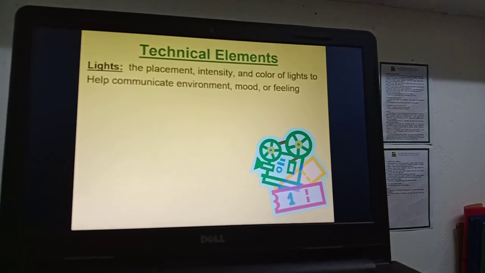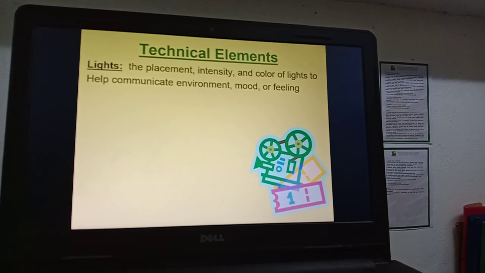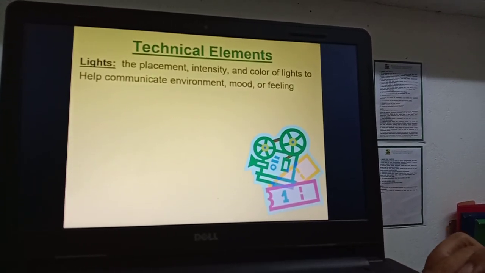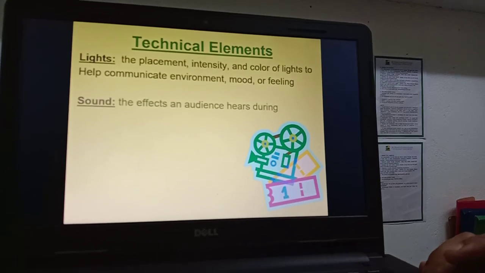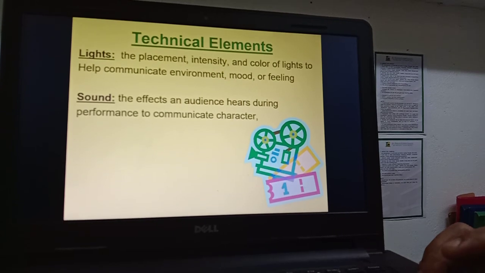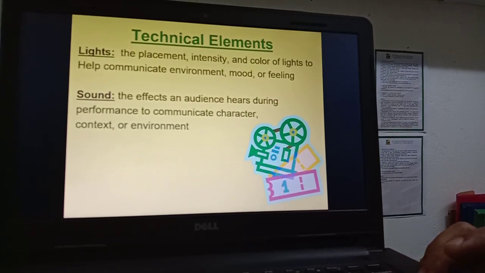So kung sa isang, halimbawa, early morning or the dawn, pwedeng magawa yan doon sa lights. That is what we call lights effect. The sound, the effect an audience hears during performance to communicate character, context, or environment.